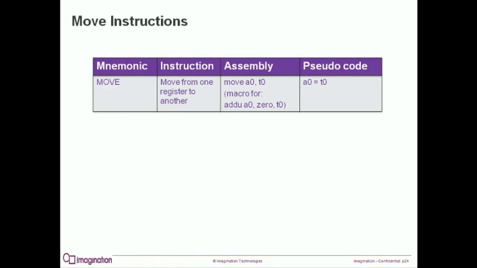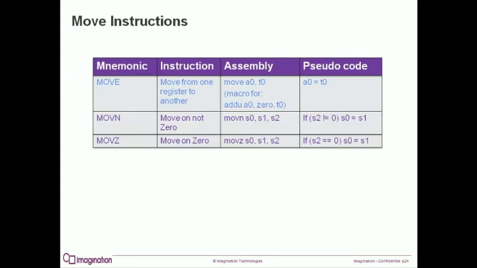Now for the move instructions. There is a move macro which can be used to copy the contents of one register to another. This translates into an unsigned add of register 0 to a register to be copied and placing the result in the destination register, effectively making a copy.